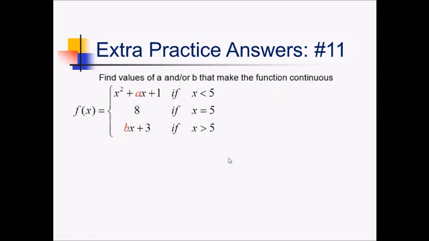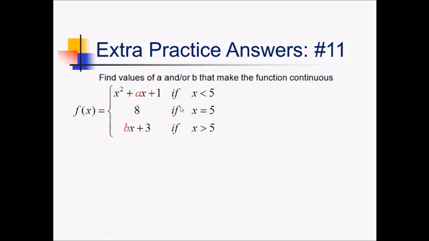For this problem, we're trying to find a and b values that make this function continuous. In order for this to be continuous, the left and right limits at the border value and also the function value at 5 all have to equal the same number. So let's calculate what all of those are with the a and the b in there and then set them equal to each other.